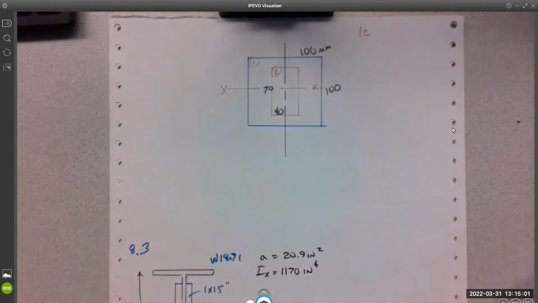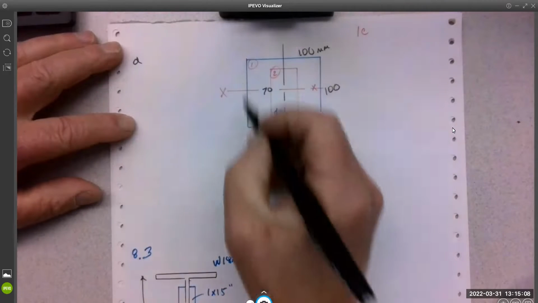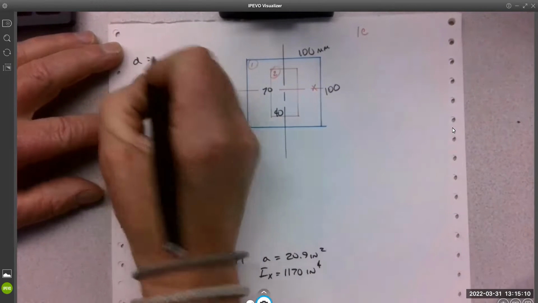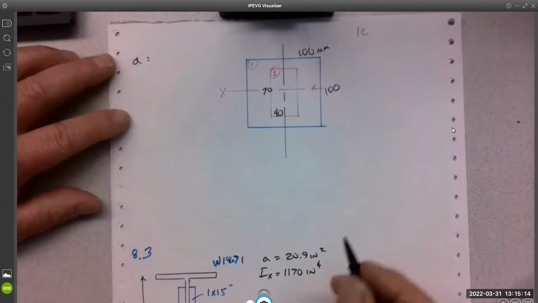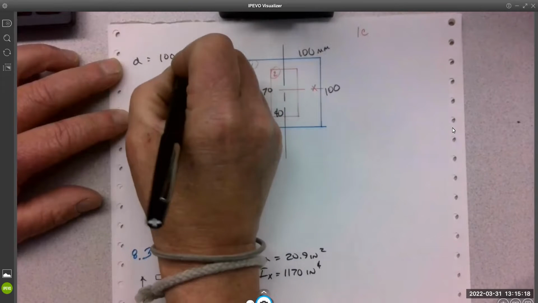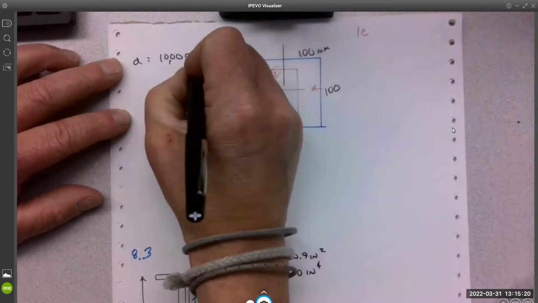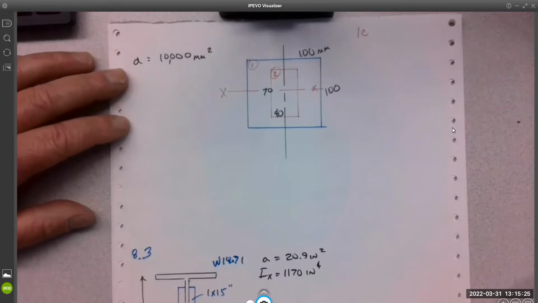All right, so we need area of 1. And that's going to be the big rectangular solid. That's going to be what? 100 times 100? 10,000? Is that right? Millimeters squared? Yeah? No.